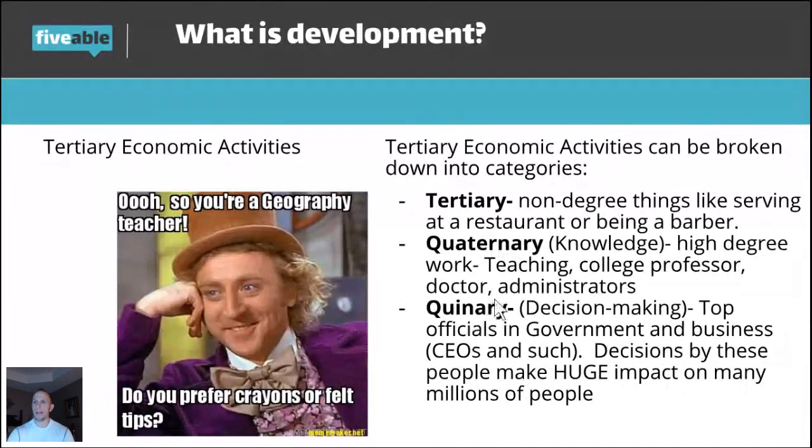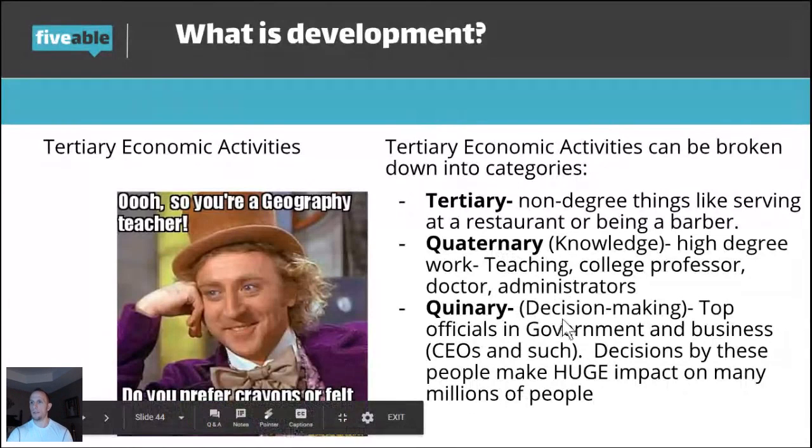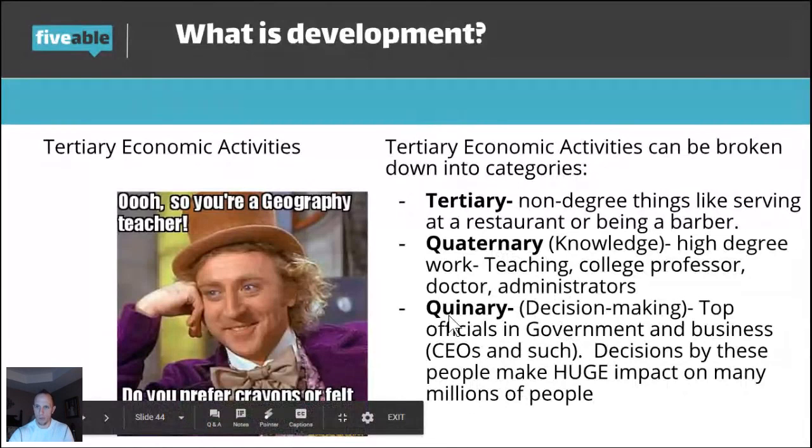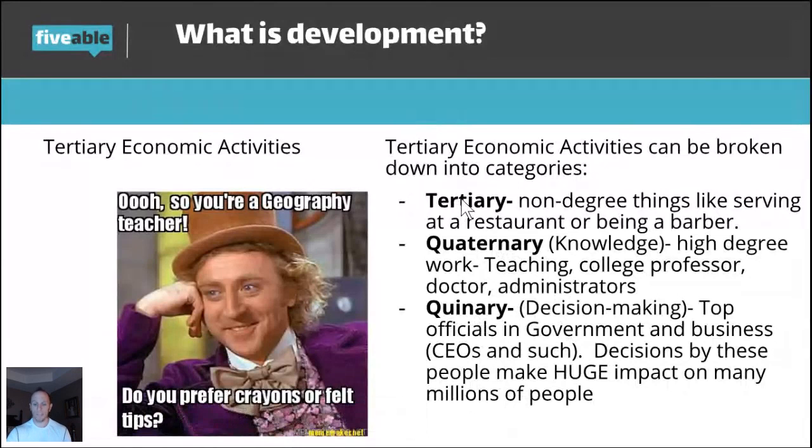And then you've got quinary, all right? Quinary is going to be your decision makers. You've got people like members of Congress, people like Mark Zuckerberg and Elon Musk, CEOs of large companies. These are people whose everyday decisions are going to impact millions upon millions of people. The services they're providing are going to be in the quinary sector. So quinary and quaternary are all parts of the service sector, but you break them down into different categories in order to get a grasp on what kind of service is being provided. Does that make sense?